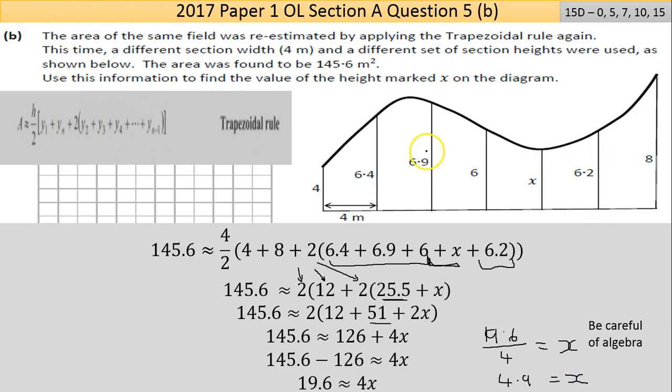And if you even look along the diagram, 4.9 is significantly lower than the 6 and 6.2, which passes the BS test. And that should be it.